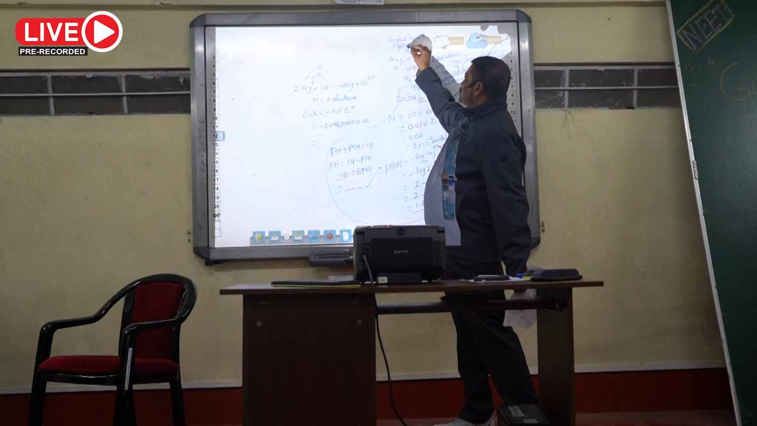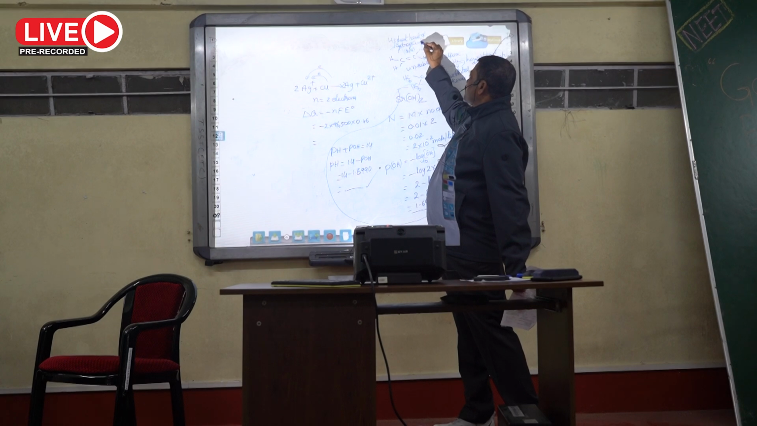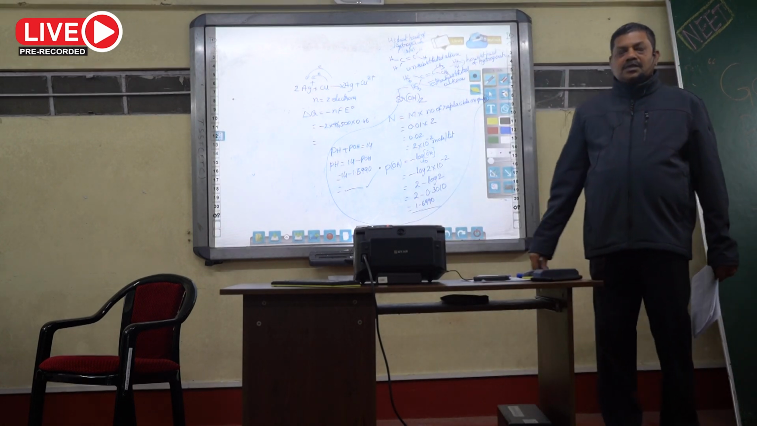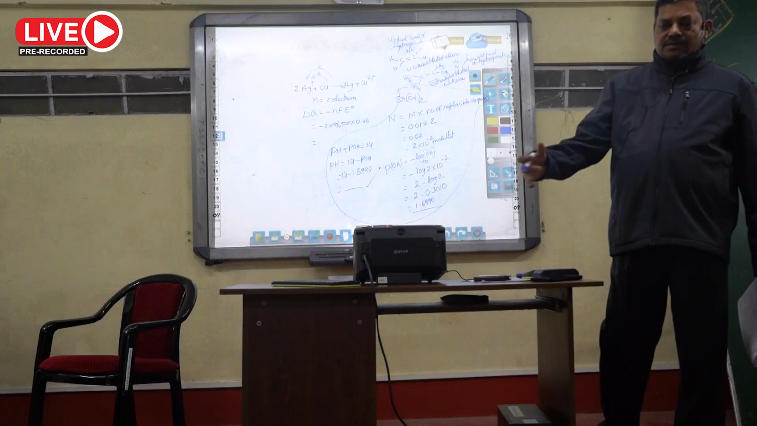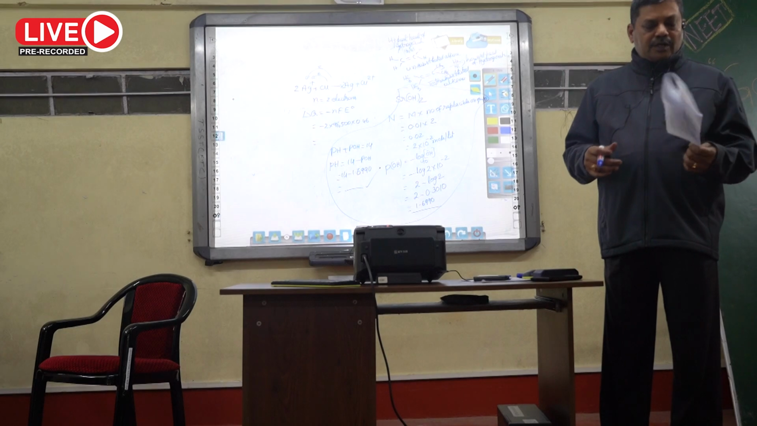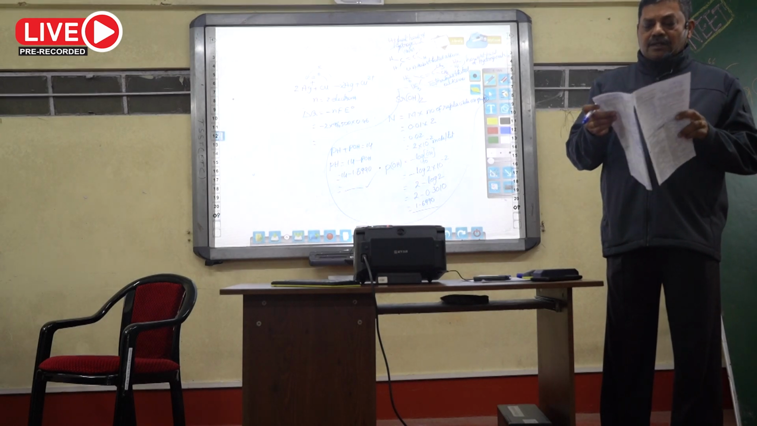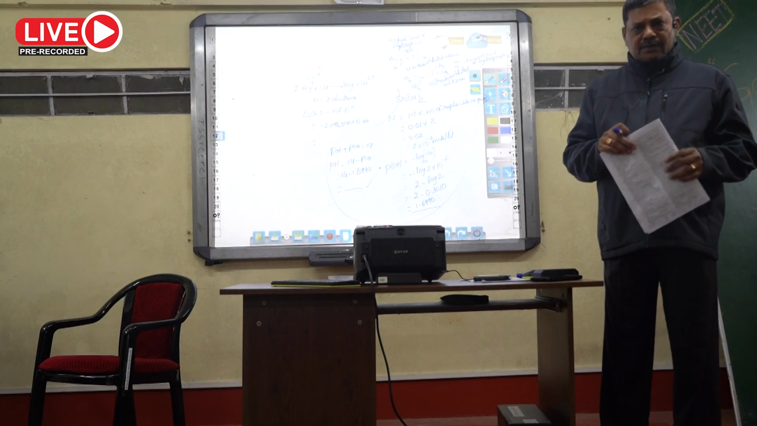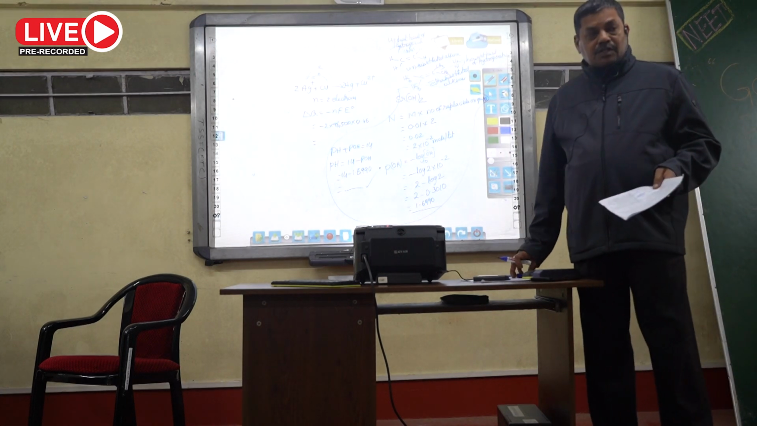Now for the next question. Now for the reduction of silver ions with copper metal: 2Ag+ plus Cu gives 2Ag plus Cu2+.